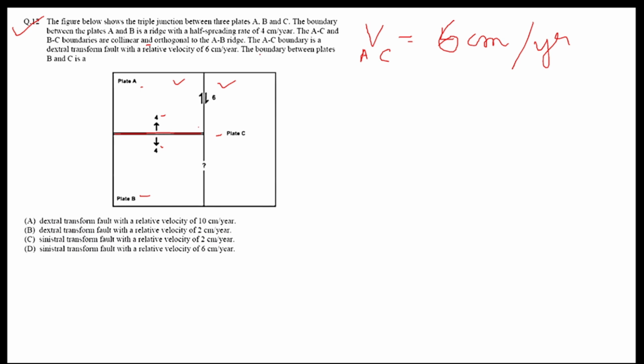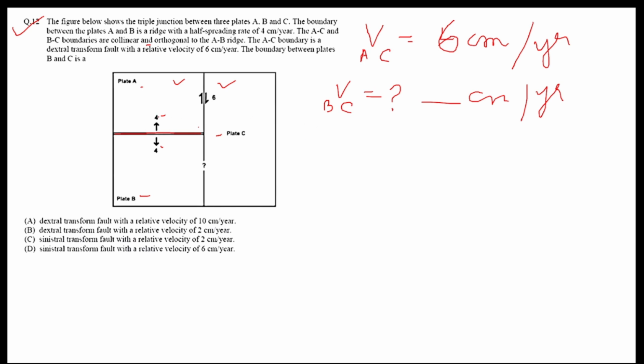The boundary between plates B and C is what? So we have to find out the relative velocity between B and C. These are the options provided, but we have to find out the relative velocity between B and C in centimeter per year and the direction.